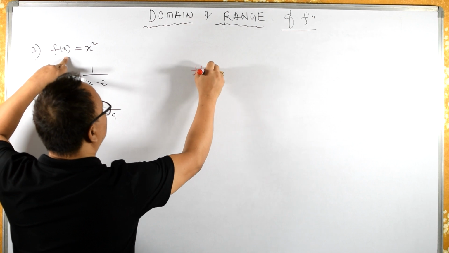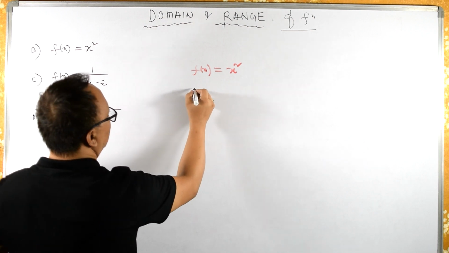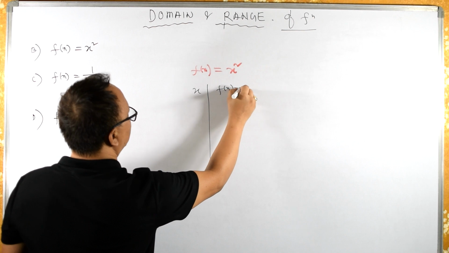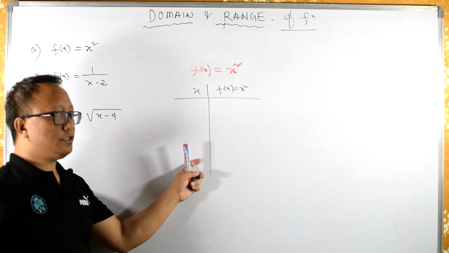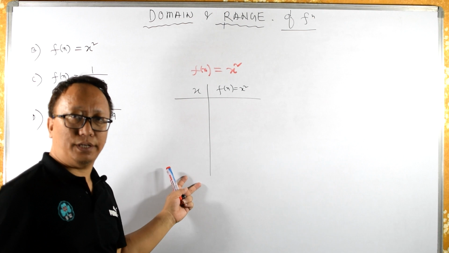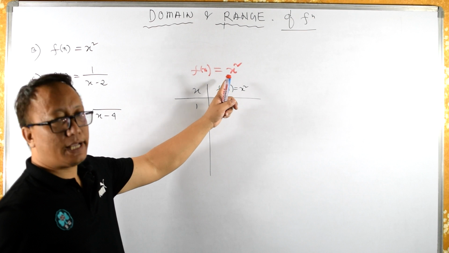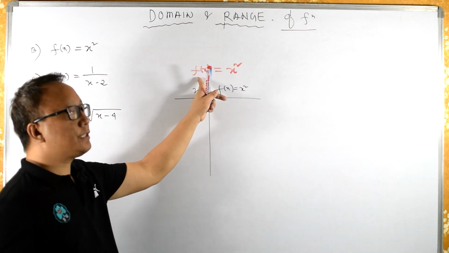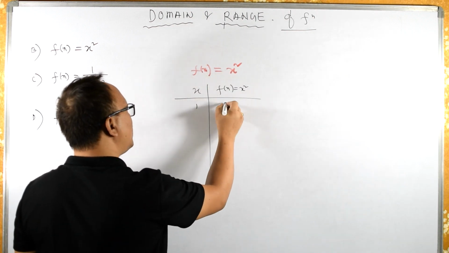Say f of x equals x square. Now let's take x and f of x, or you can say x square. This column is where I'm going to assign values of x. That's called the domain. So can I assign 1 over here? Yes, I can assign 1. If I assign 1, then the function gives a real value. If I substitute 1, 1 square is the same as 1.